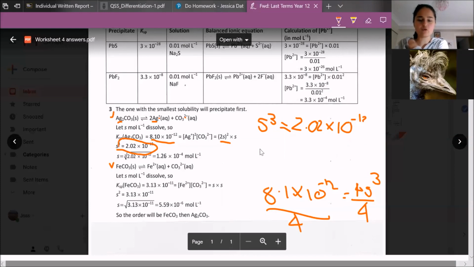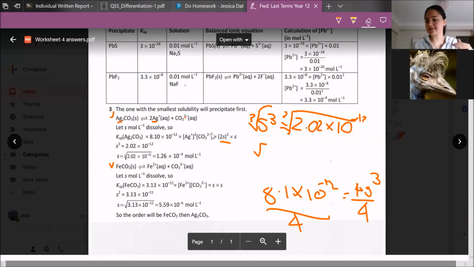And then you need to make s the subject of the formula, so you're going to cube root both sides. Make sense? Cube root 2 times 10 to the negative 12. Perfect. Which will give you the answer of 1.26 times 10 to the negative 4. Does that make sense? Is that clear? Yes, that is. All right.